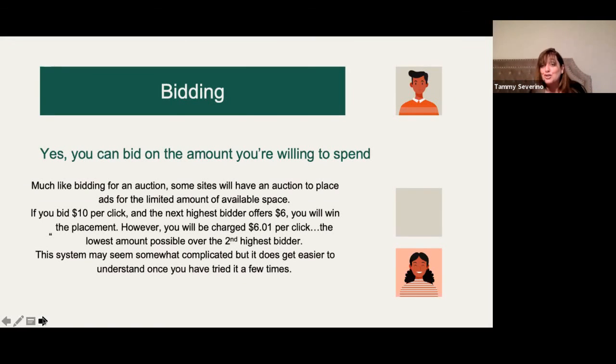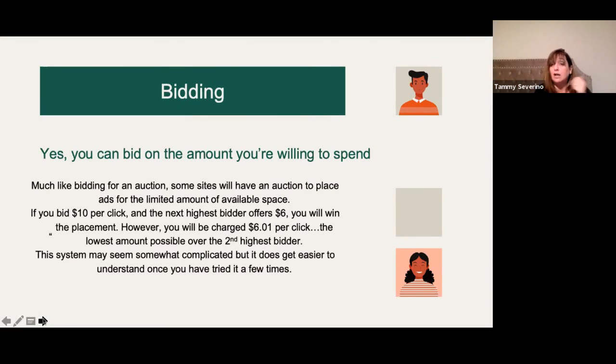The second highest bid is going to determine the price. So the second highest bidder, we said bid $6, you're going to be charged $6.01, $6 and a penny per click. That's the lowest amount possible over the second bidder. I know it's a little convoluted, but that's the way the system does work. And as you go through it a couple of times, it becomes easier to figure it out.